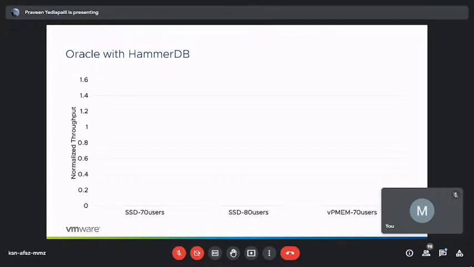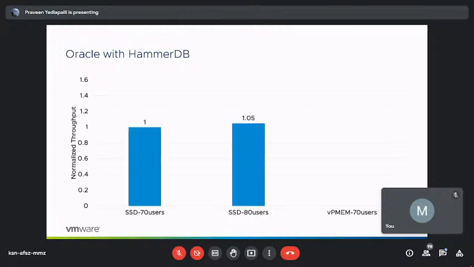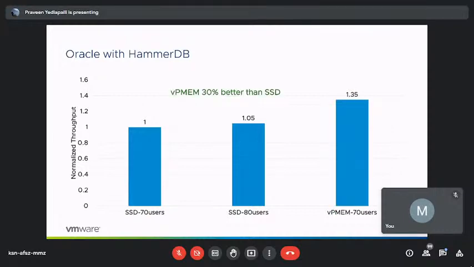In Oracle, here I am showing the throughput, comparing SSD throughput with PMM throughput. On the y-axis I am showing normalized throughput. On the SSD with different configurations, I am able to get up to 1, and on PMM I can easily get like 35% better throughput. I didn't change anything in Oracle. I just moved the database from SSD to PMM, and this is what I get, like 30% better performance from Oracle.